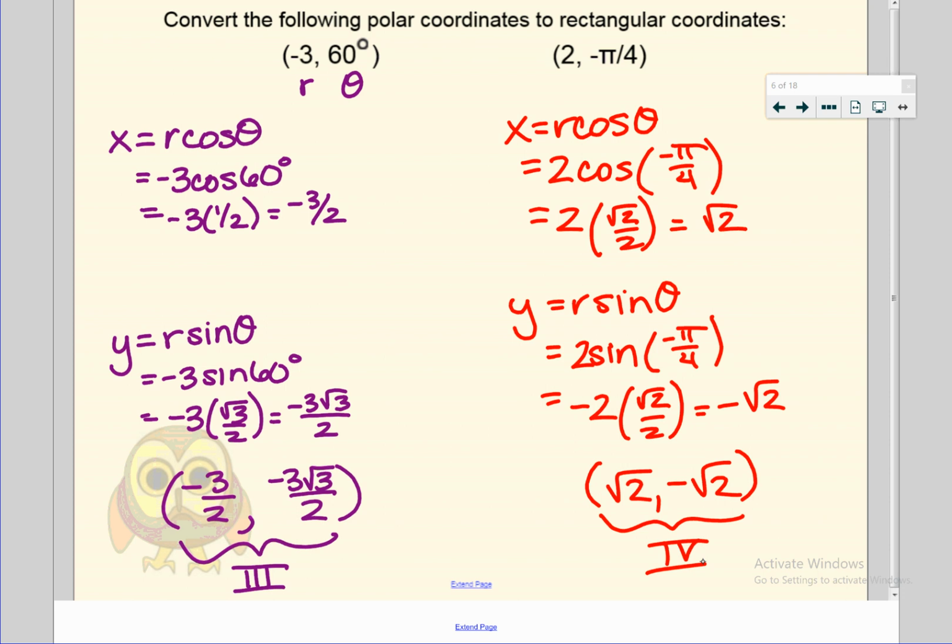Tomorrow, we'll convert the other way, and then we're going to look at some polar graphs. All right, do you guys have your graphing calculators? Grab them real quick. We're going to put your graphing calculator in a certain mode to be able to do this activity.